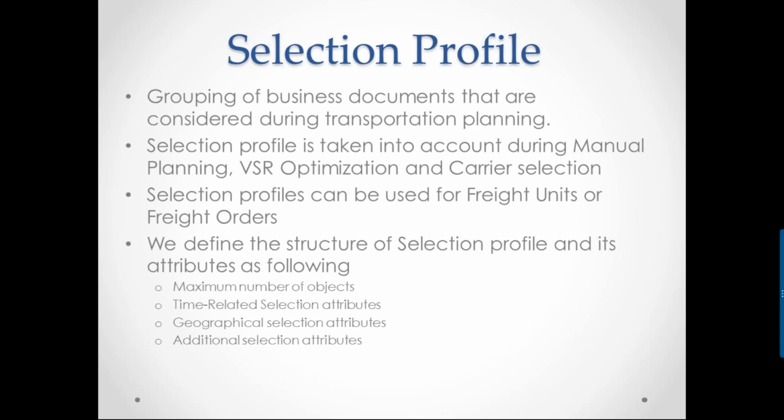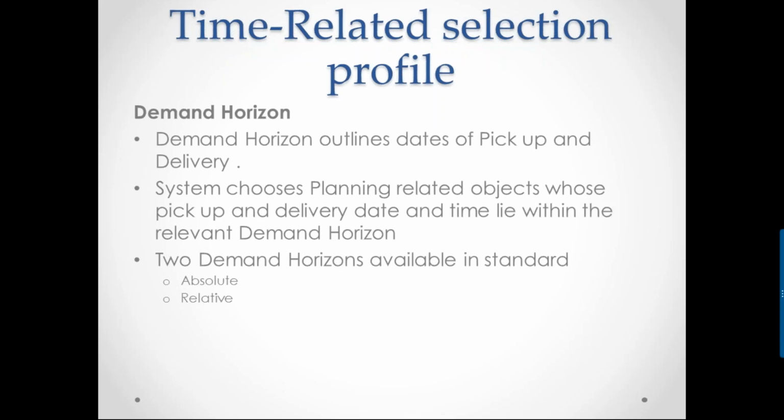So that means it will contain the pickup and the delivery date. Whatever dates you put in the demand origin, the system will consider those dates, or the documents falling within the range of these dates will be populated. For example, if you put the pickup date as June 1st till June 31st, and we have created two freight units, one on 31st May and one on June 1st, the system will pull only the document created on June 1st and ignore the document created on 31st. So this is how the planning of demand horizon will work.